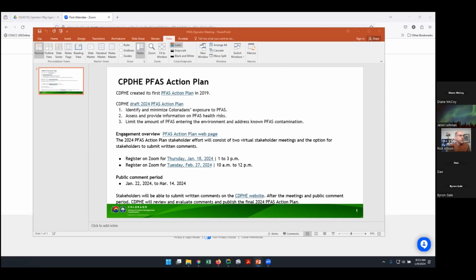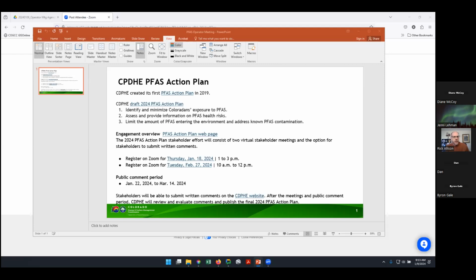So the key components of CDPHE's 2024 draft plan are to identify and minimize Coloradans' exposure to PFAS, assess and provide information on PFAS health risks, and also limit the amount of PFAS that enters the environment and address known PFAS contamination in the environment.